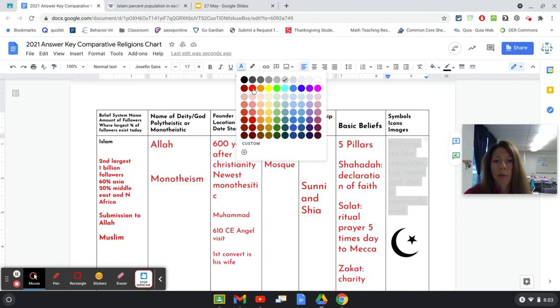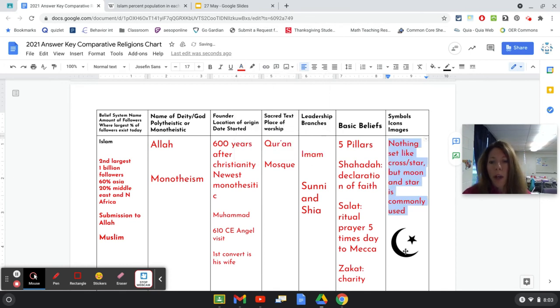And then on to symbols and images. It's not exactly the same as Christianity and Judaism, but they do have a symbol that is often associated with Islam, the moon and the star. So you can inscribe that into your paper, and you've already done that actually on your poster, but it's good to have it organized in your chart as well.